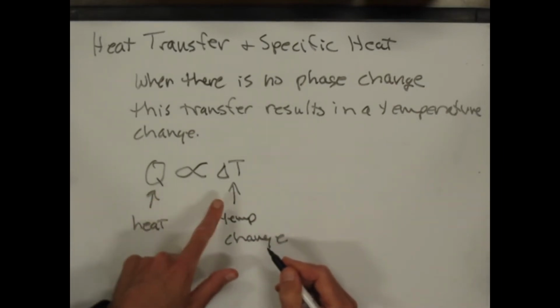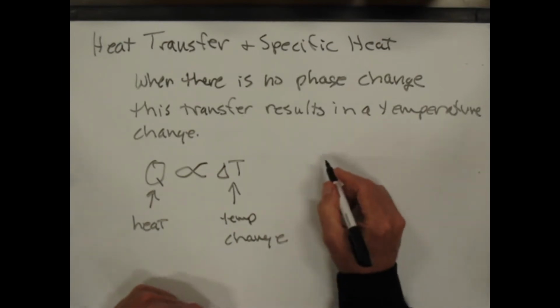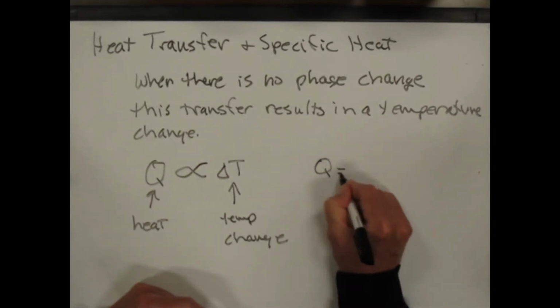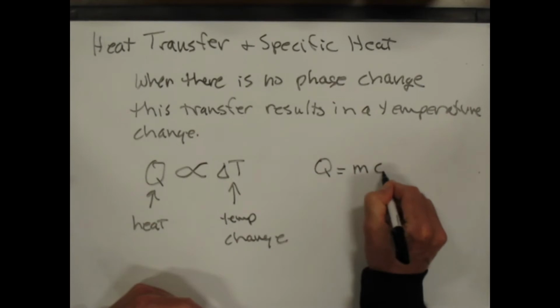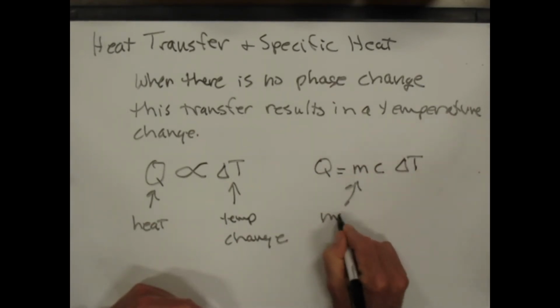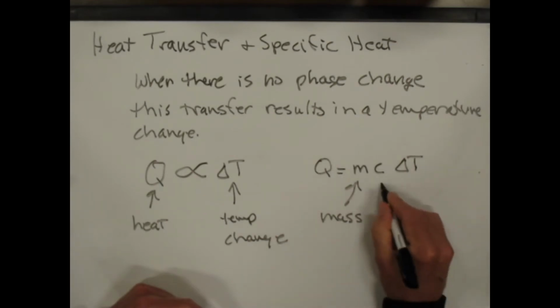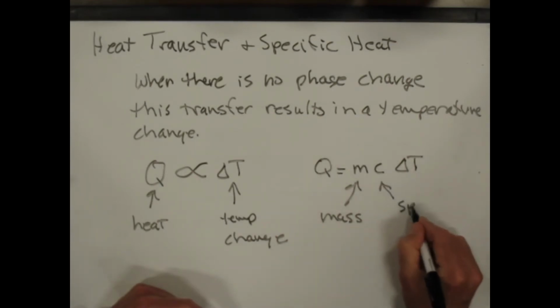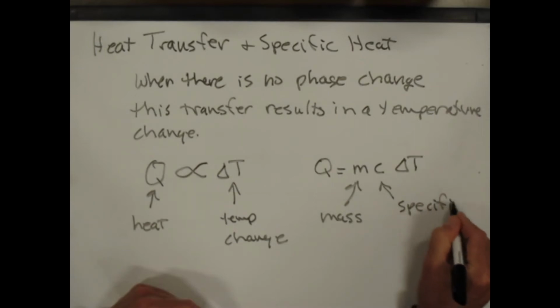We usually write this proportionality as an equality with two constants. We say Q is equal to m times c times delta T, where m is the mass, and this quantity c is called the specific heat capacity, sometimes just called the specific heat.